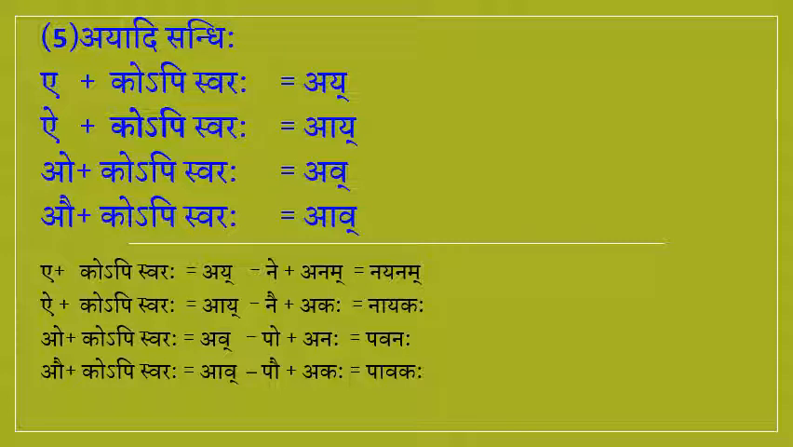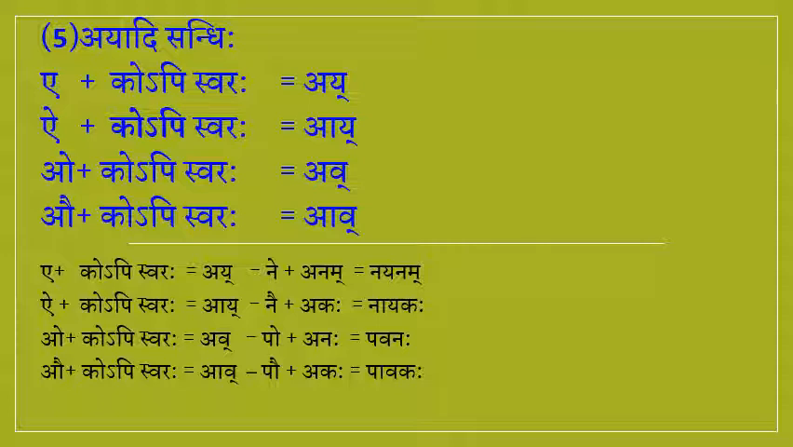Then what happens? The right side, whatever vowel comes, we keep constantly and should not remove. And on the left side, if e comes, we remove that e and bring ay. If ai comes, we change it into ay. If o comes, we change it into av. If au comes, we change it into av. Instead of e, ai, o, au, we should bring ay, ay, av, av. We have to change it.